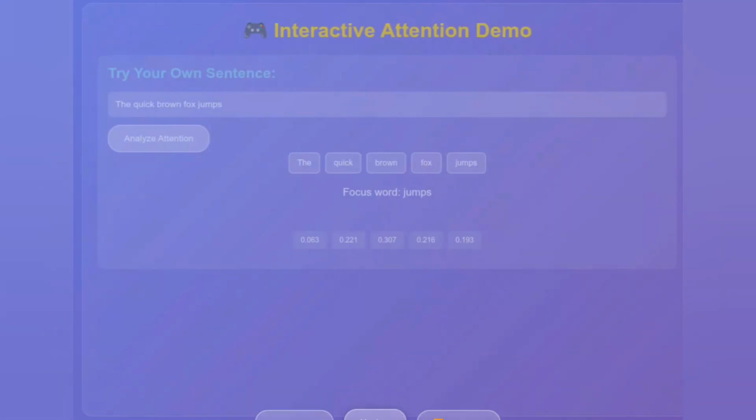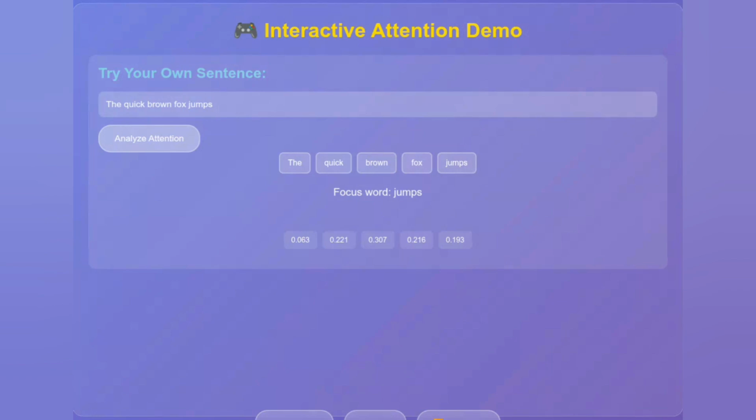Now let's play with attention ourselves. This interactive demo lets you see attention in action with your own sentences. I've preloaded the quick brown fox jumps. Let's analyze this. The model is currently focusing on the word fox. Notice how it pays different amounts of attention to other words?